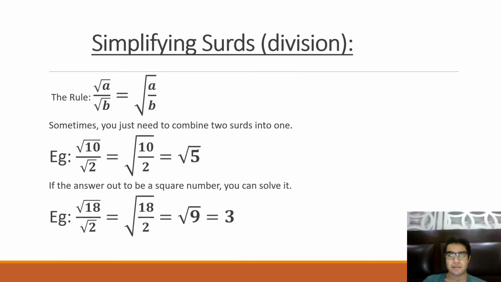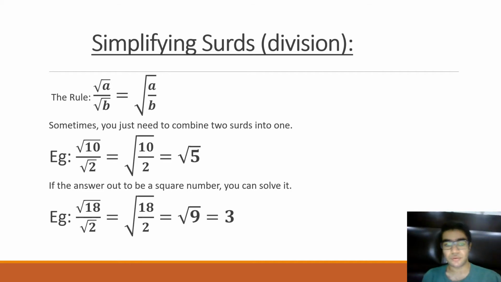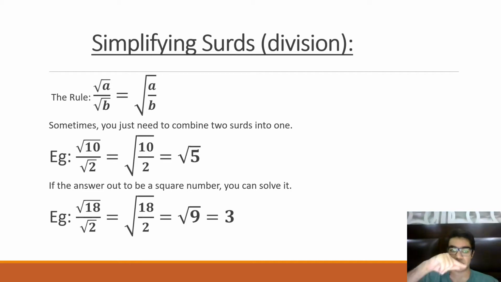Again, the rule is square root of a divided by square root of b is equal to square root of a divided by b. This is a follow-up from the previous example. So we have square root of 10 divided by square root of 2. We can combine it under one square root, which would be square root of 10 divided by 2, and 10 divided by 2 is 5, so it would be square root of 5.